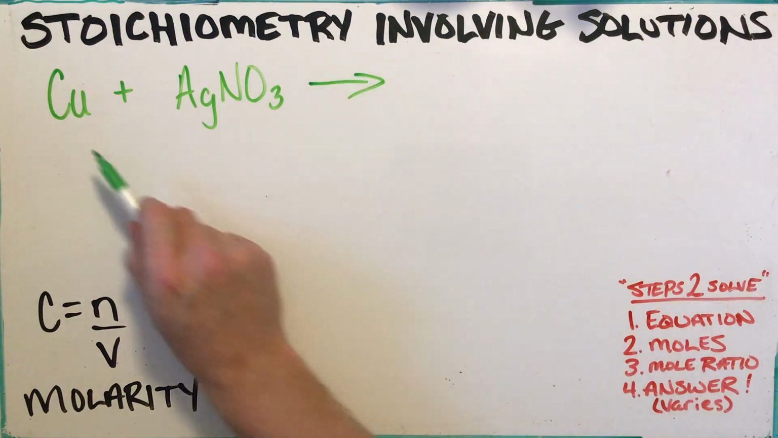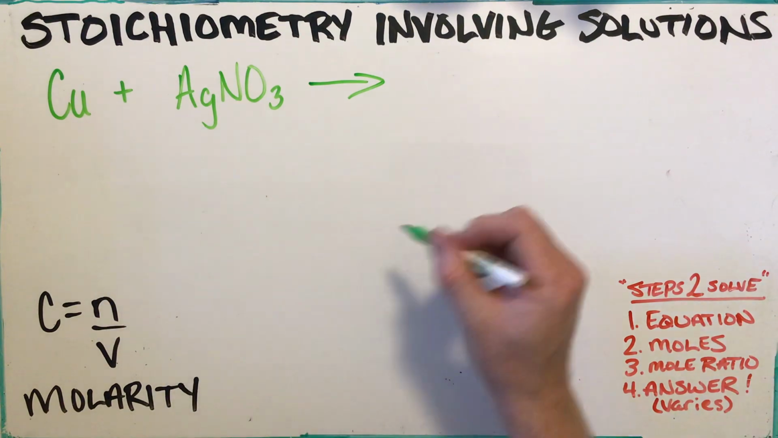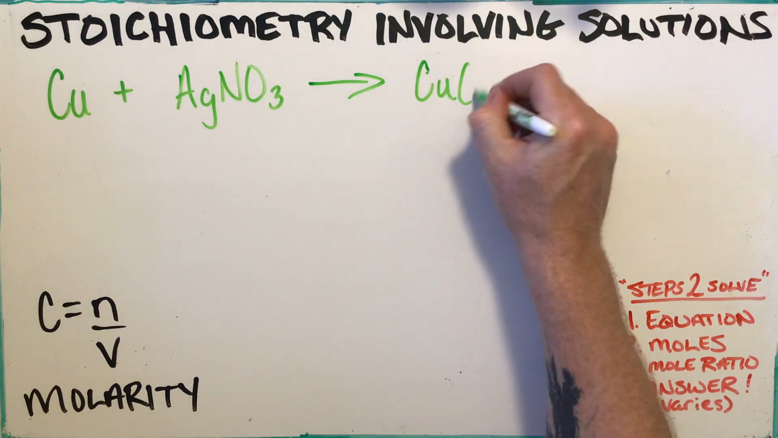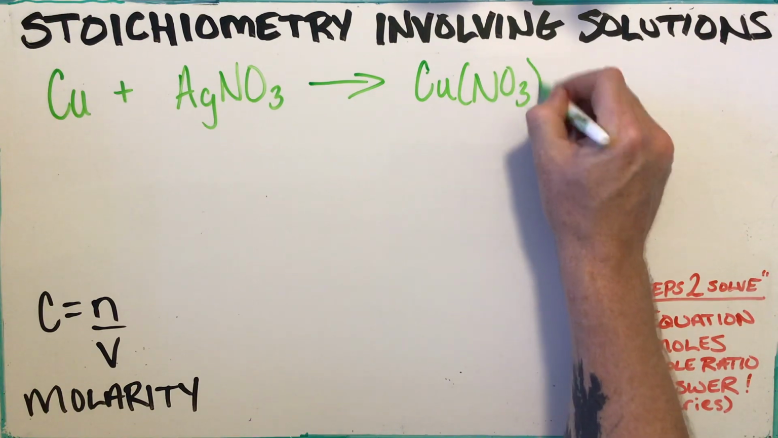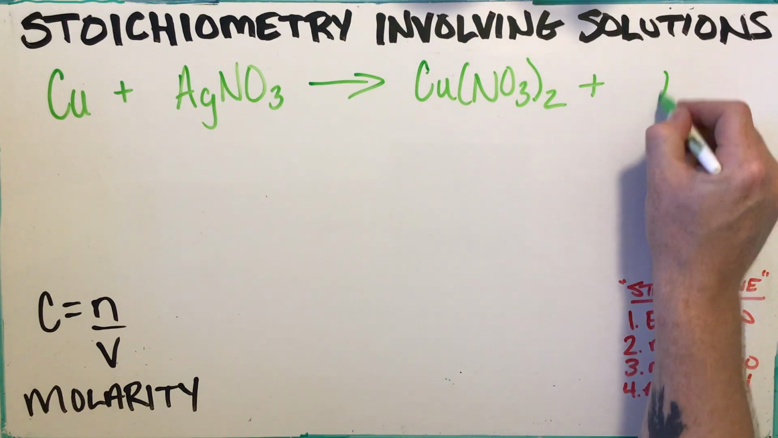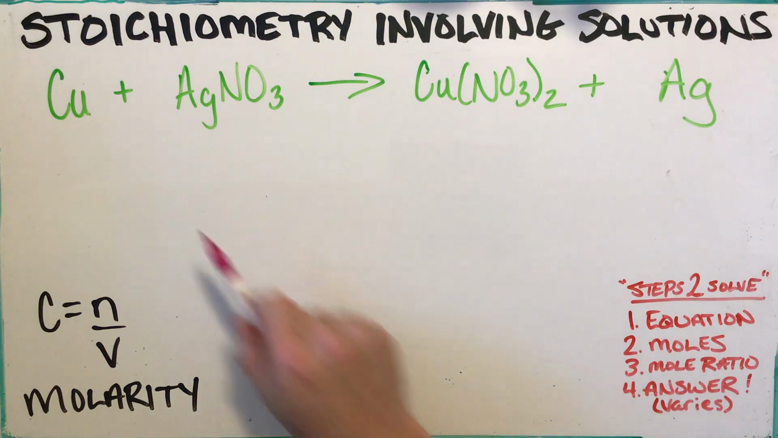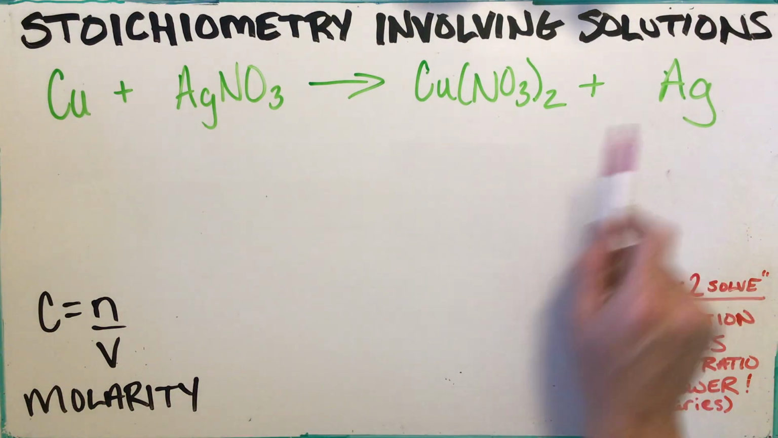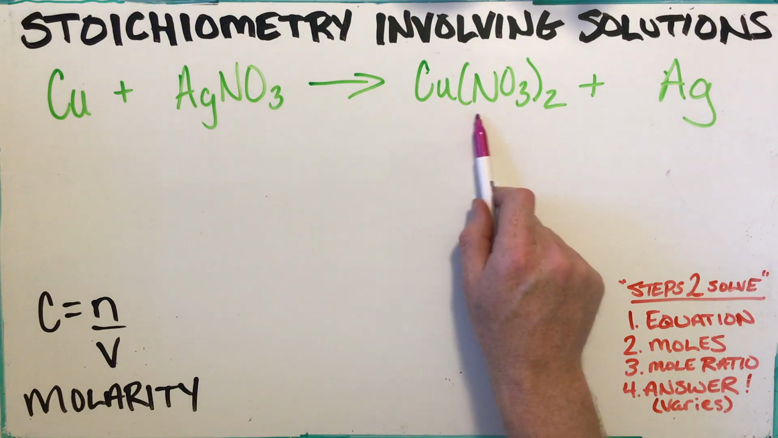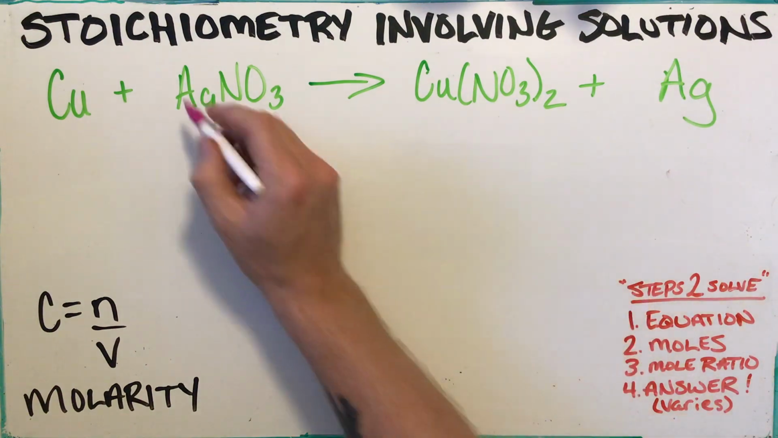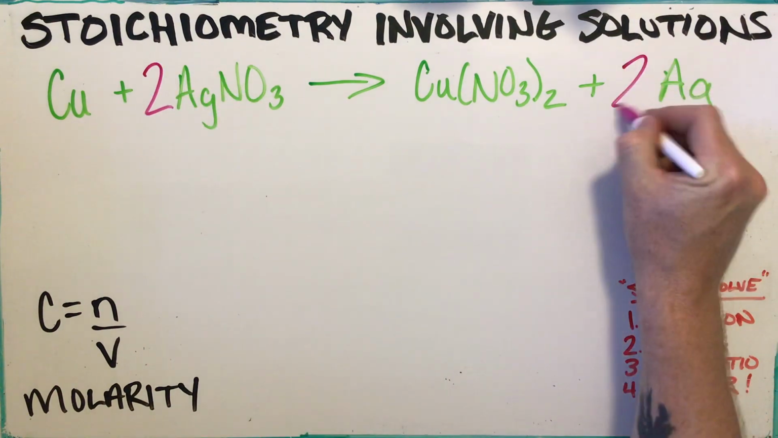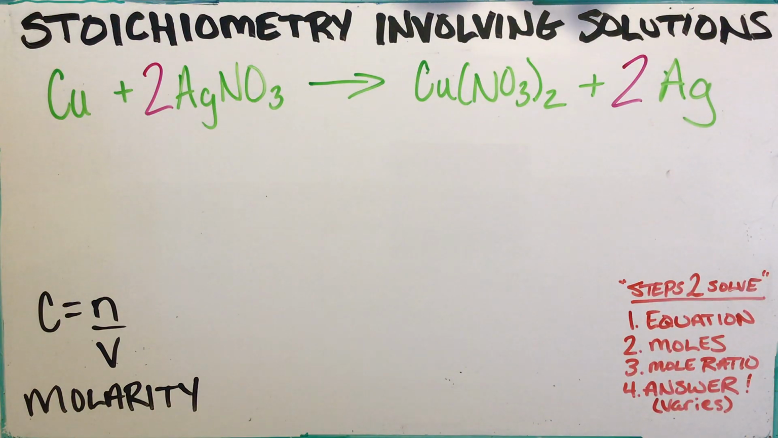In that single displacement, the metal kicks out the other metal, and because it's copper(II), it will be Cu(NO3)2 plus Ag, right? The metal kicks out the metal. And so now we just have to balance this off. Copper's okay, silver's okay. Nitrate, 1 going in, 2 nitrate clusters coming out. So let's put a 2 here, and then of course a 2 to balance that off. Step number 1 done. That's my balanced equation.